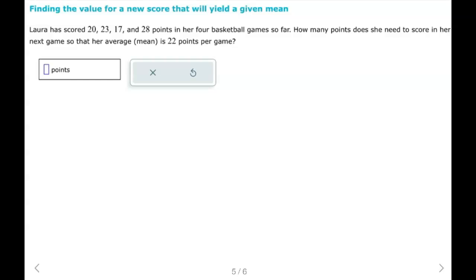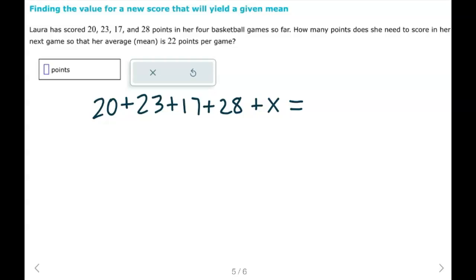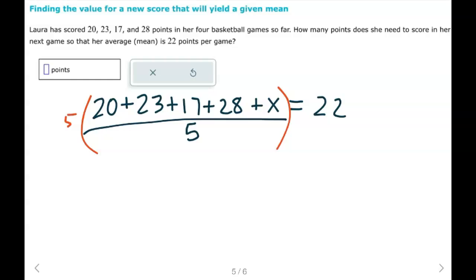All right, the next one, we've got 4 scores this time: 20, 23, 17, 28 points in each of these first 4 games. And we're trying to figure out what she needs to get in the 5th game to make sure that she has an average of 22. So notice we've got 5 games here. We're looking at the 5th game. To figure out how many total points she would need, we would multiply both sides by 5. We get 110.